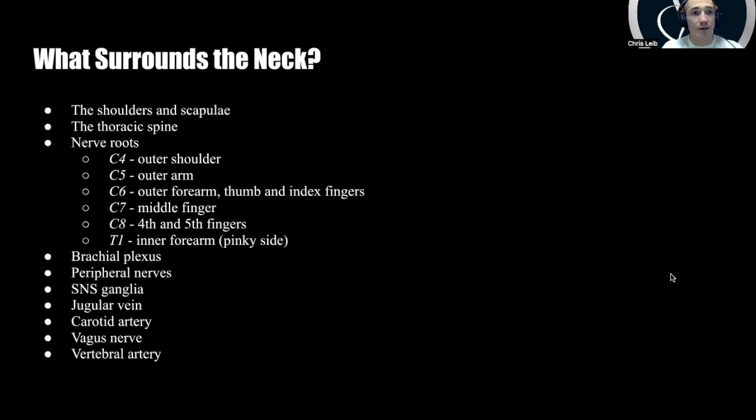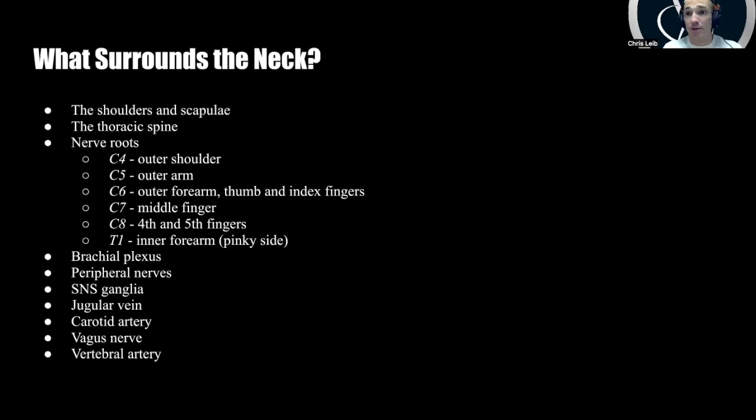So what surrounds the neck? We'll take a look at some of the relationships between the shoulders and the scapula, the shoulder blades, and the neck. The thoracic spine is right below the cervical spine. We'll look at some nerve roots and where they're located in relation to the joints of the neck. And then we'll look at an extension of the nervous system into things like the brachial plexus and the peripheral nerves, such as the median nerve and the ulnar nerve. Some injuries come from there.